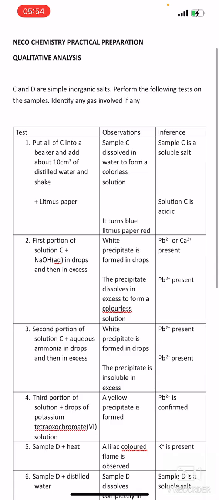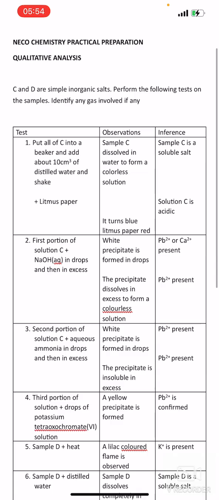And when you add litmus to it, you will notice that it turns blue litmus paper red. So instead of writing sample C is acidic, you have to write solution C is acidic. And in that observation, don't just write C is soluble. You must write sample C, or just C, dissolves in water to form a colorless solution. I hope you understand that one.